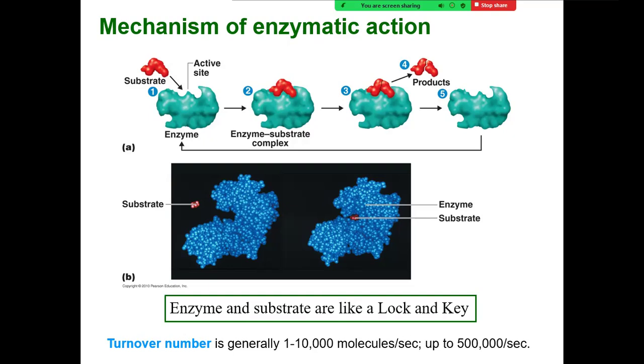And like I said, it's more than just the hand in the glove model. It's really the shapeshifter's hand in the glove model, where both the substrate and the enzyme are changing their shape. All right, any question about any of that?